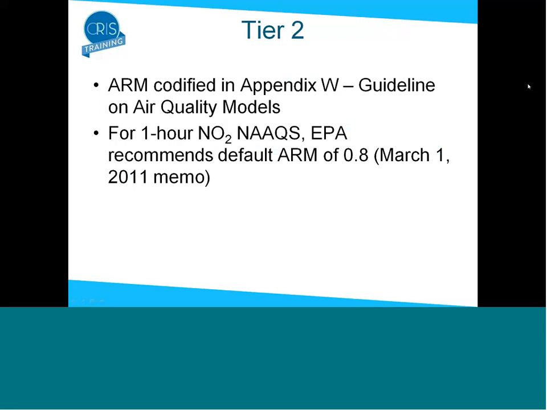As I said, it is in the guideline air quality models, and as was noted in one of the three clarifying memos, EPA now says that for 1 hour, the ARM should be 0.8.